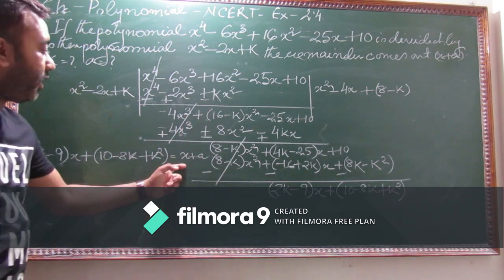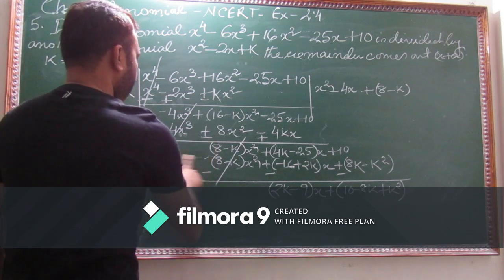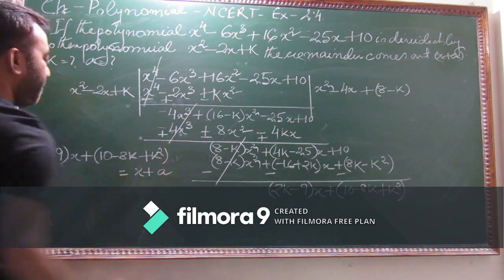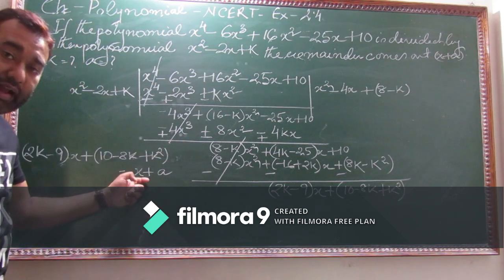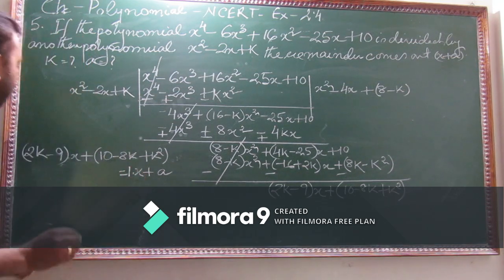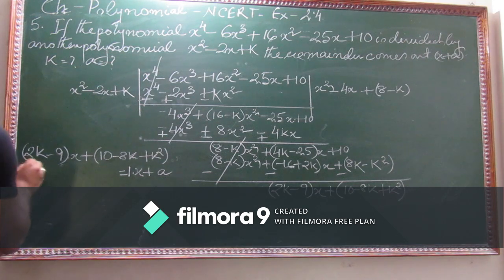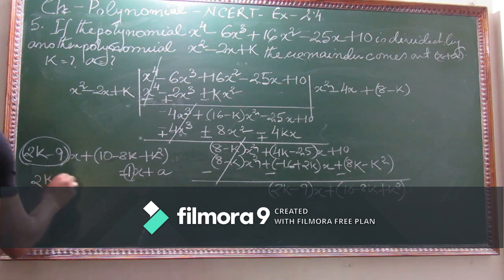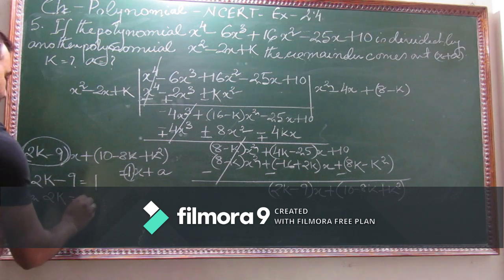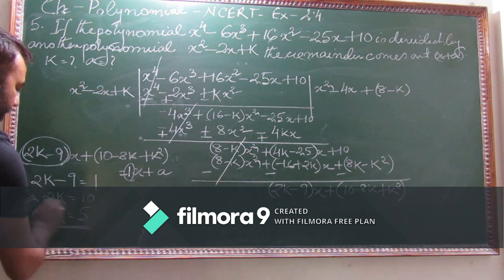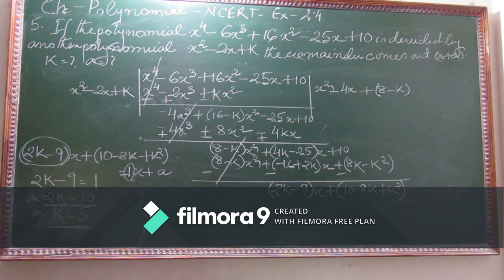Now here it is only x. That means the coefficient of x is 1. So if I compare the coefficients, this is equal to this. Twice k minus 9 is equal to 1, or twice k is equal to 10, or k is equal to 5. K is equal to 5. This is the value of k.